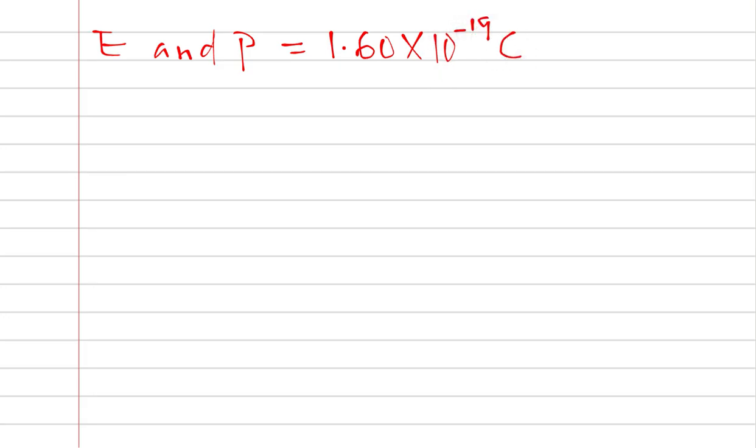Are you seeing that? Minus 19 coulombs. You know, electric charge is measured in coulombs. Are you following that now? Electric charge is measured in coulombs. So this is the magnitude. It is a constant.